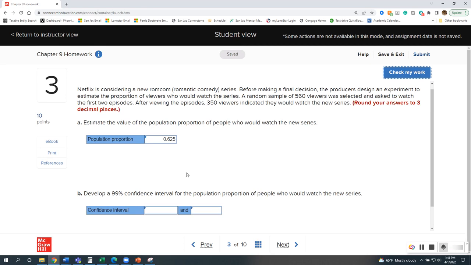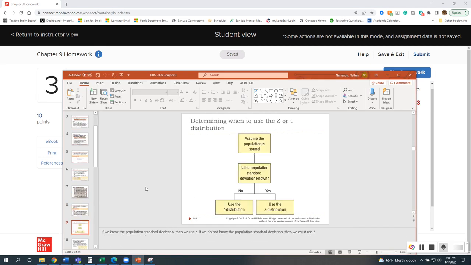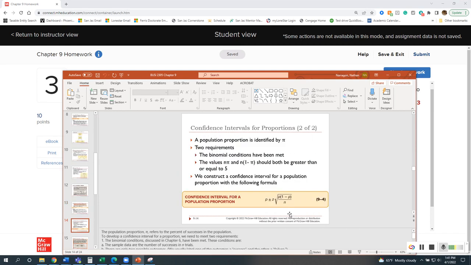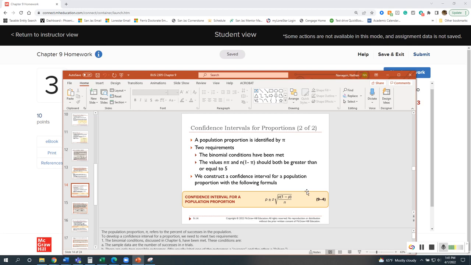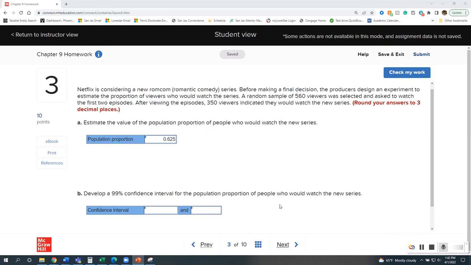So let's go look up our PowerPoint, making sure, because we're dealing with proportions, that I give y'all the right thing. So we've got proportion plus or minus z with those items. And we're at 0.99. So I can show you how to get to the 0.99 confidence level.